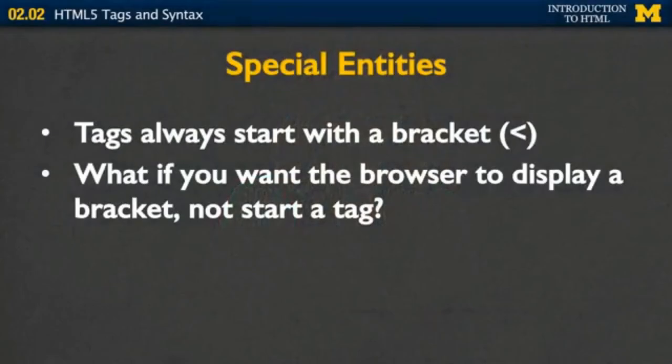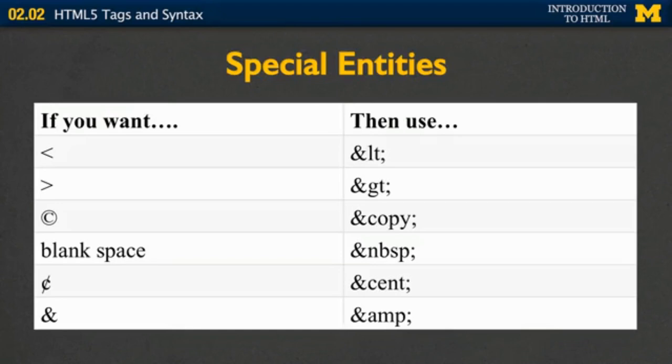Okay, so one of the things I told you was that tags always start with a bracket, which is fine. That's very easy to figure out, and the browser knows whenever it sees a bracket, it shouldn't display the content. It should do something fancy. So what do you do if you want the browser to display a bracket and say, hey, this isn't a start tag? Well, then you're going to use special entities. So if you want a bracket, you would then use ampersand LT semicolon. The LT stands for less than.